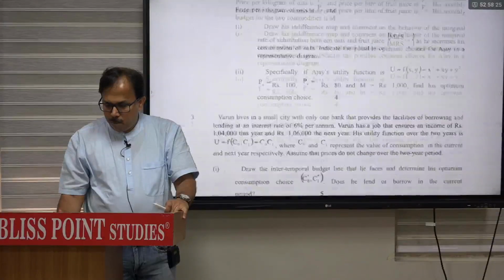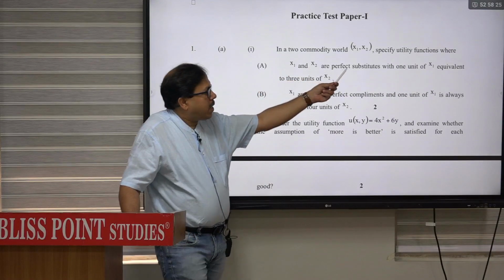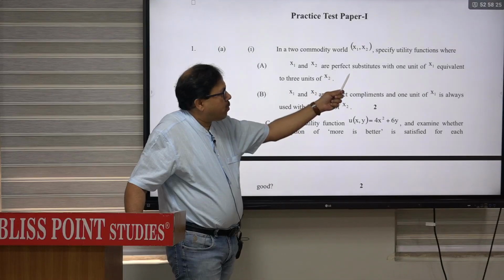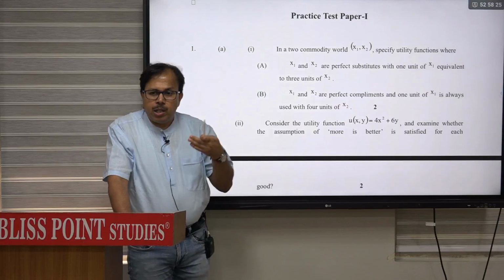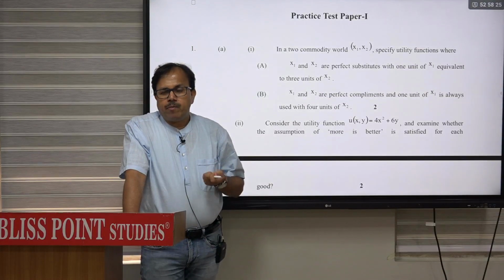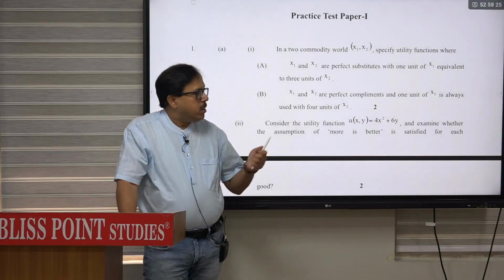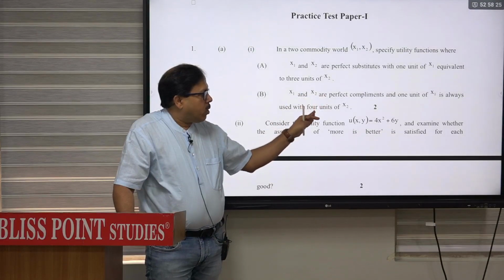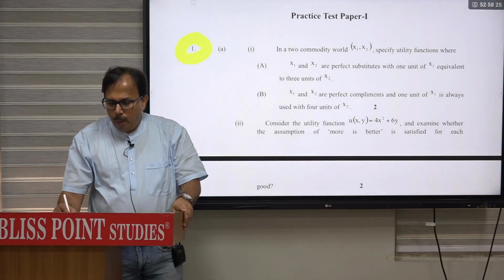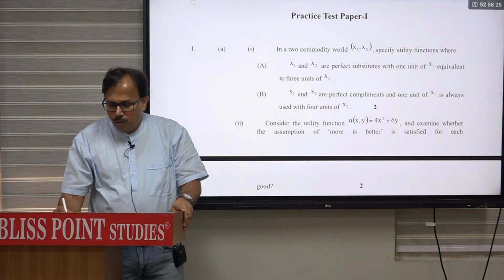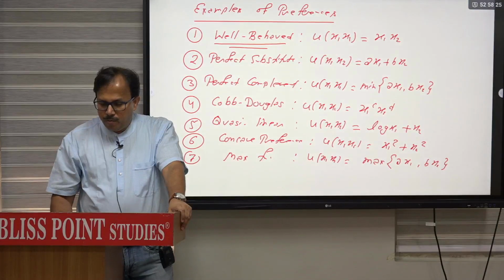Like this: in a two commodity case, specify the utility function when x1 and x2 are perfect substitutes, with 1 unit of x1 equivalent to 3 units of x2. So if this statement is given, then according to the statement, what will the utility function be? First of all, you must know the meaning of perfect substitute and how to write the utility function for perfect substitutes. Similarly, if x1 and x2 are complements, then how to write the utility function. The starting questions will generally come from the basic part; those are the basic questions. Okay, so we have basically done only the first function, which is well-behaved.